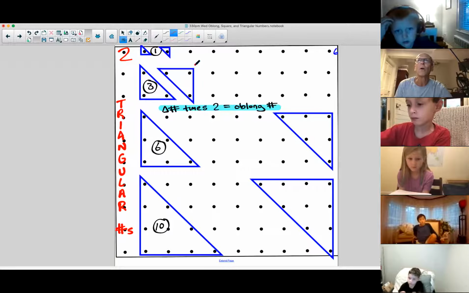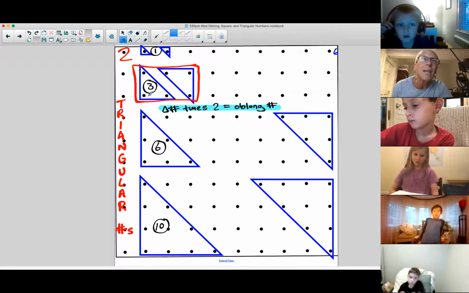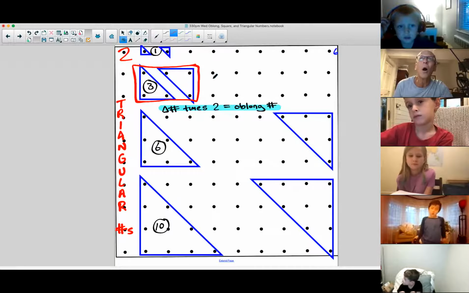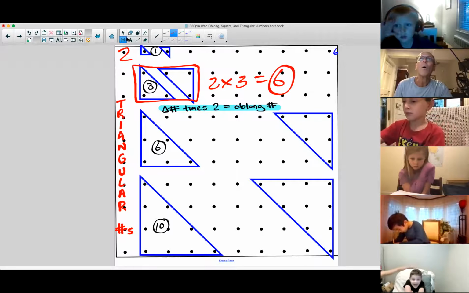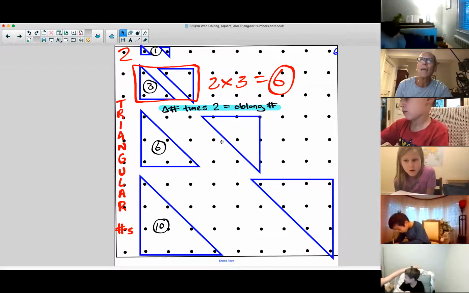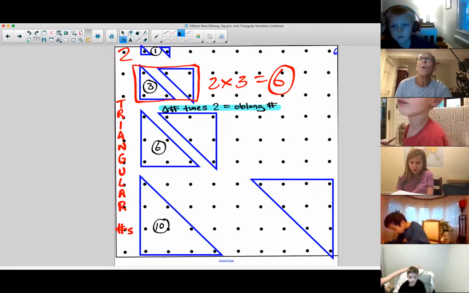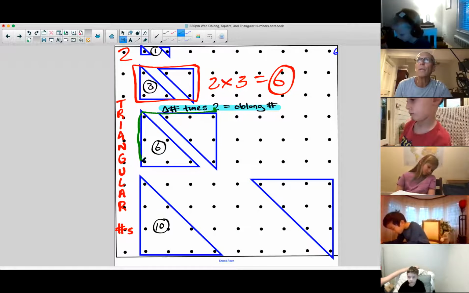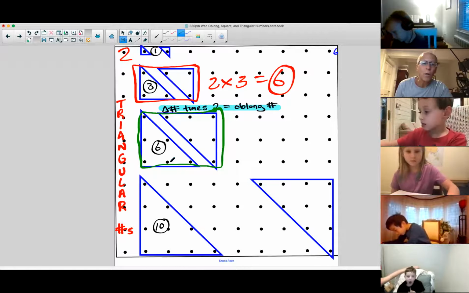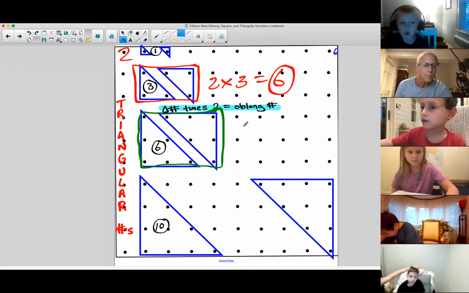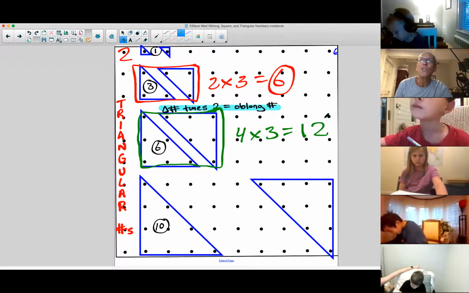3 plus 3 is 12? I don't think so. That's 6. Guys, this is a 2 by 3 oblong. And a 2 by 3 oblong is 6. Now, what if we take the triangular number 6 and we take 2 of those? Now, what oblong number do we get? Come on, guys, 4 by 3, what do we get? 12. That's right, 4 by 3, and we get 12.